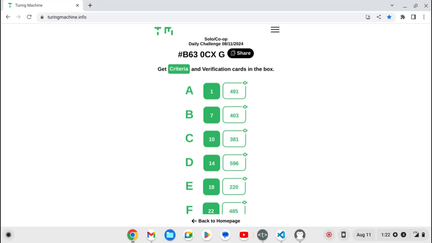Let's begin. Today's August 11th, 2024, and we're solving the Daily Turing Machine Puzzle. Today's puzzle uses the following 6 criteria cards: criteria card 1, 7, 10, 14, 18, and 22. And the puzzle uses the green verification cards. The code above is your way to get more information on today's puzzle by searching the code on turingmachine.info. Let's go solve.